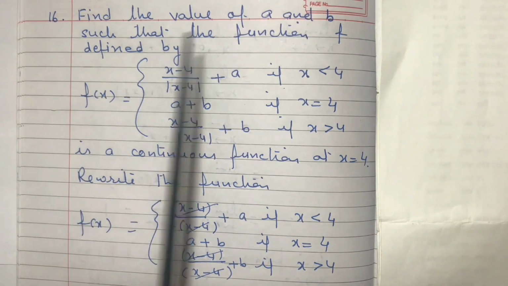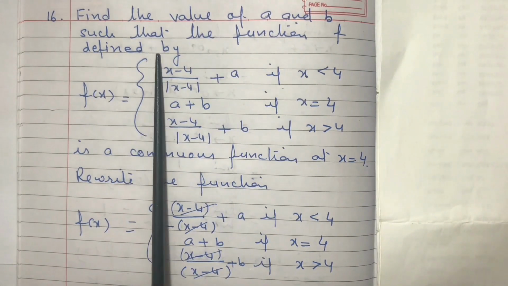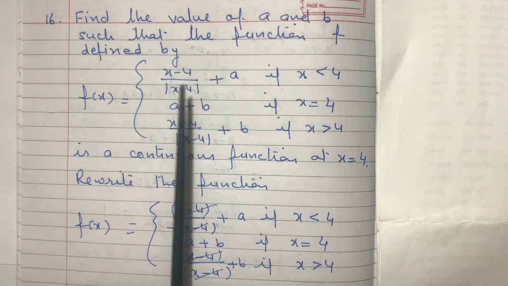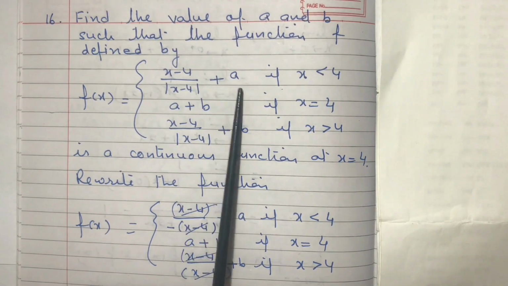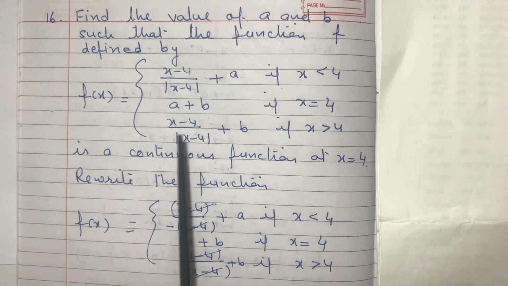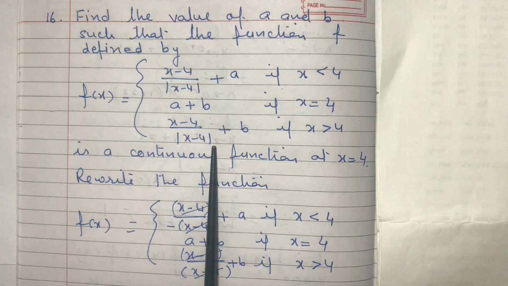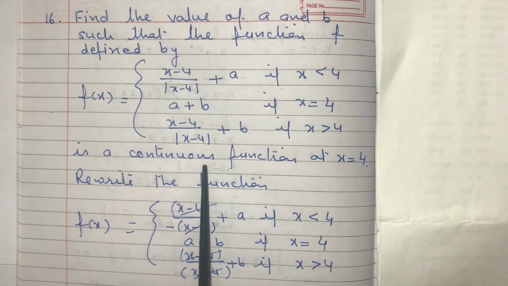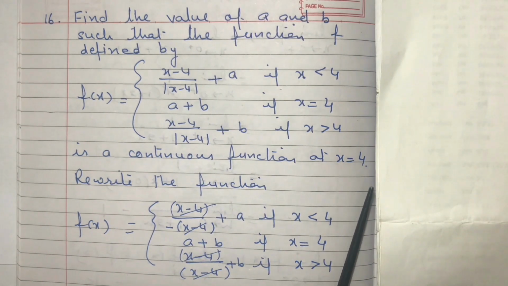Find the value of a and b such that the function f defined by f(x) is equal to (x minus 4) upon mod of (x minus 4) plus a if x is less than 4, equal to a plus b if x is 4, and (x minus 4) upon mod of (x minus 4) plus b if x is greater than 4, is continuous at x is equal to 4.